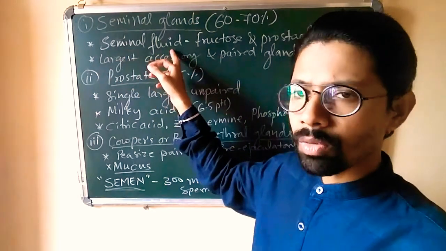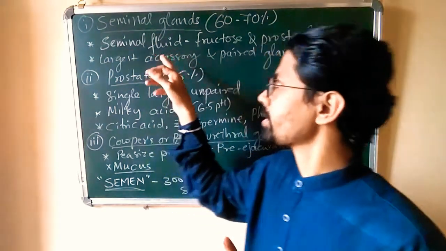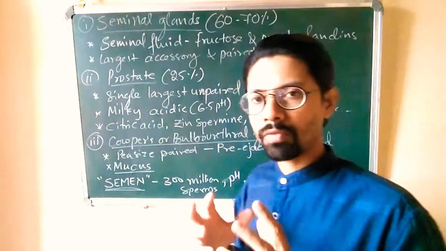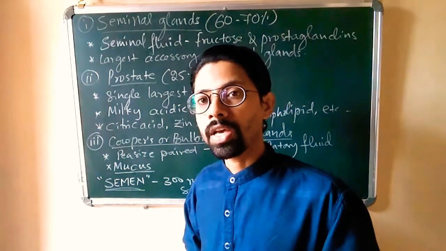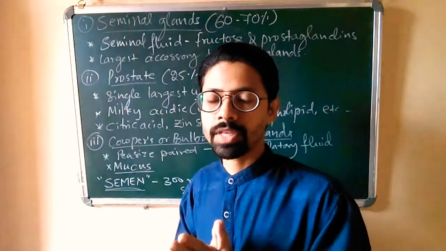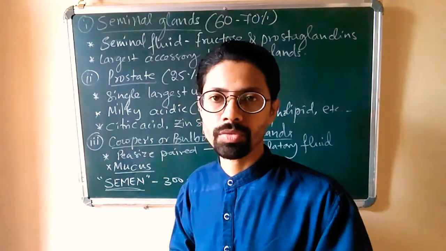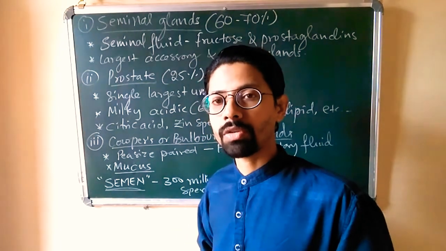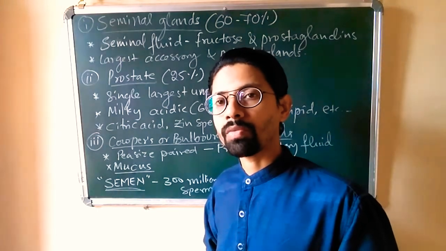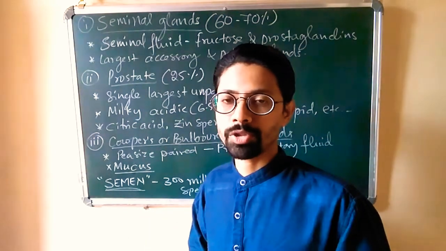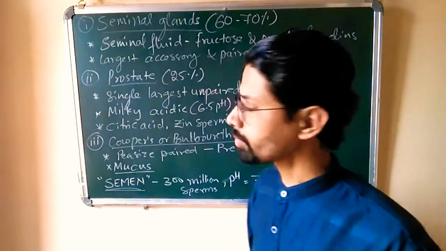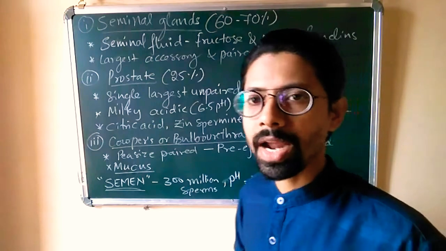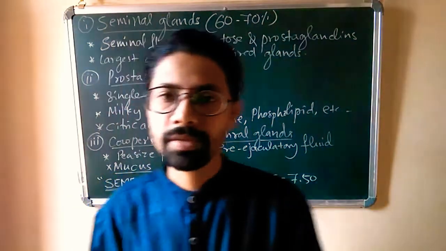Its secretion is called seminal fluid, and it mainly contains fructose and prostaglandins. Fructose and prostaglandins help in two functions. Fructose provides nourishment and nutrients to the sperms, whereas the prostaglandins help in the contraction of the uterine mucosa to help the movement of the sperms during the process of fertilization. The second important point is that it is the largest accessory gland, a paired gland, in the male reproductive system.